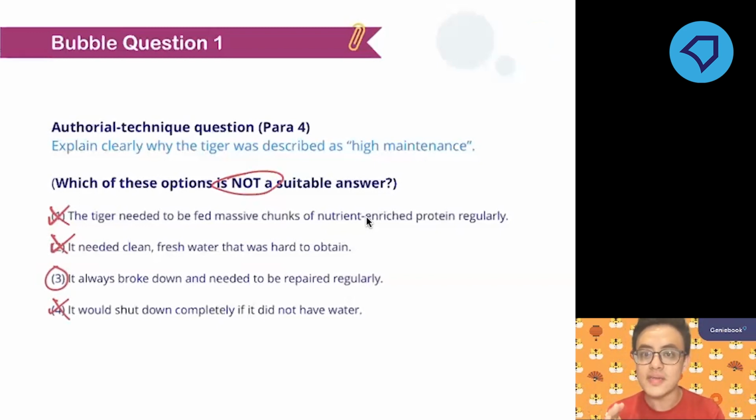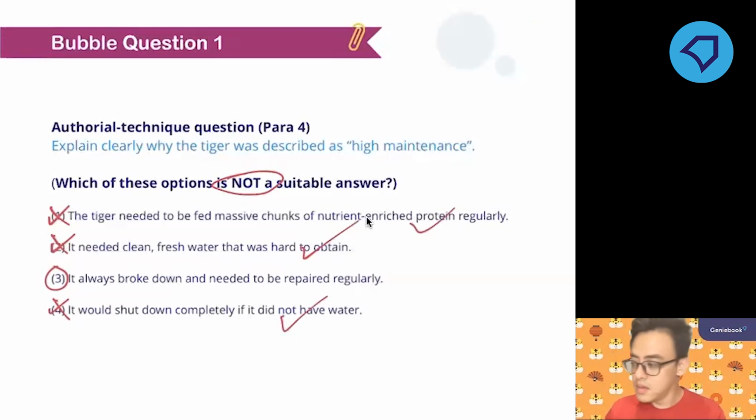It did say, however, that it requires a lot of things to be maintained, but they never mentioned how often it broke down. For all you know, it may have never ever broken down. But it requires a lot of things to maintain. It requires regular food, difficult. It requires fresh water, difficult. It will shut down if it didn't have water, difficult, high maintenance. But nothing tells us that it always broke down.